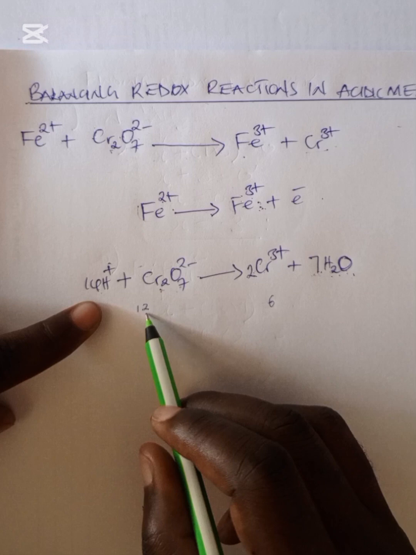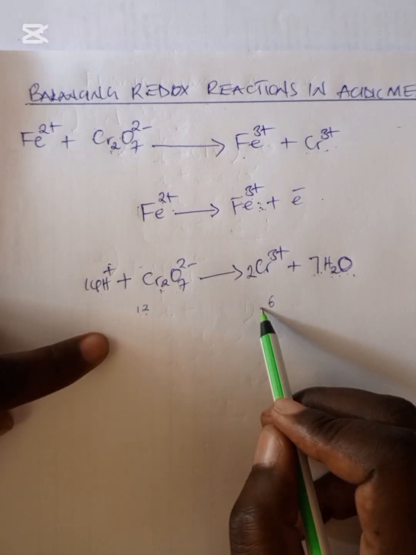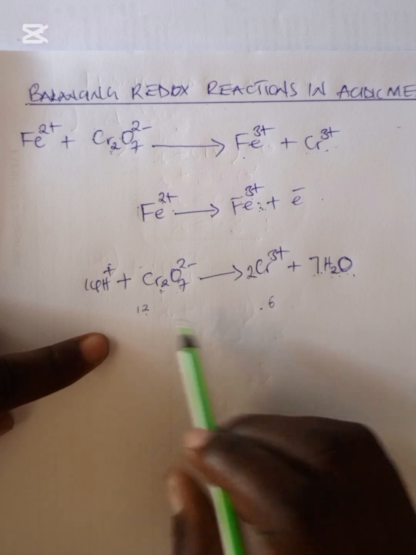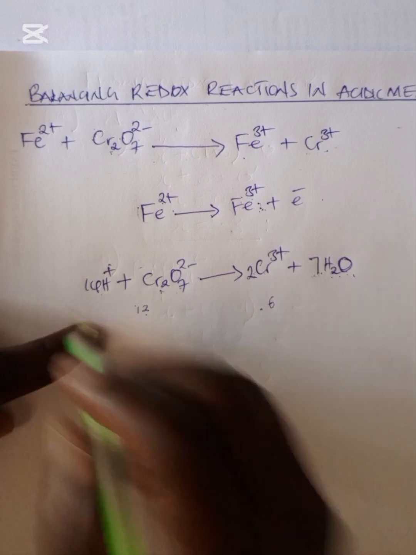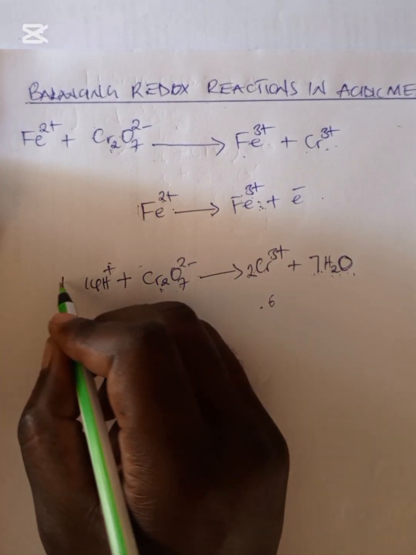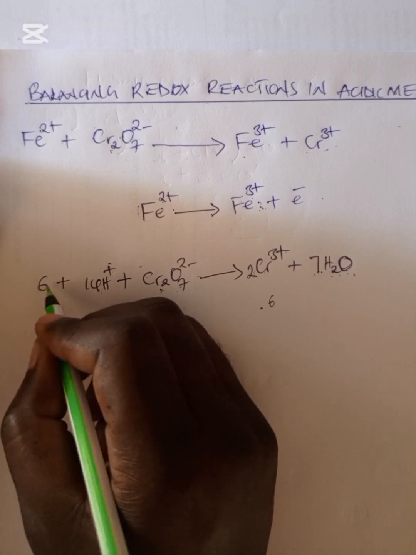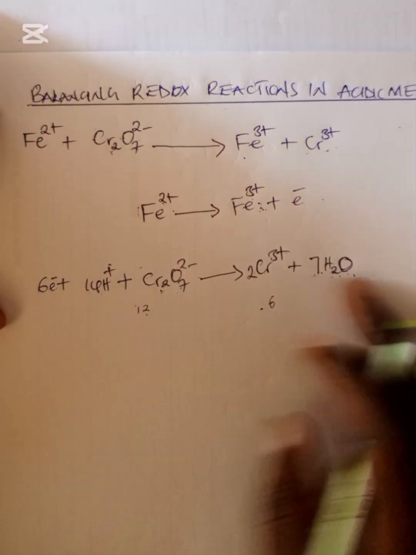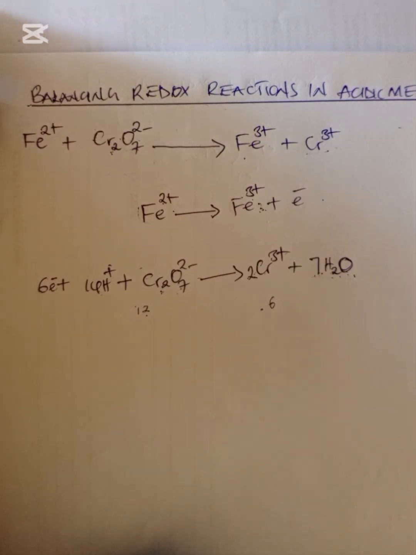So what's the difference between 12 and 6 in terms of the charge? This is 6. Remember that we always add electrons where there's a bigger charge. So we're going to add the 6 electrons here so that it is balanced. So the charge here is settled. Once the charge is settled, we now balance the electrons.